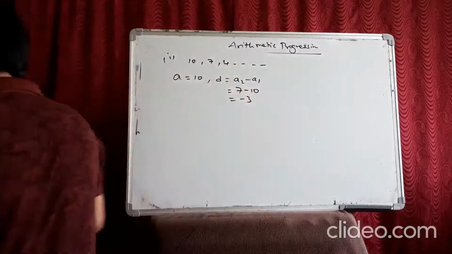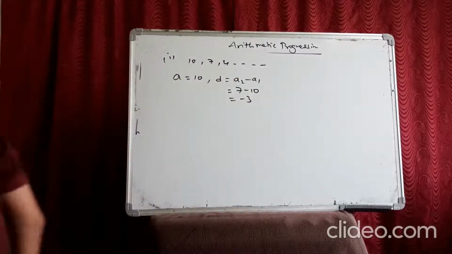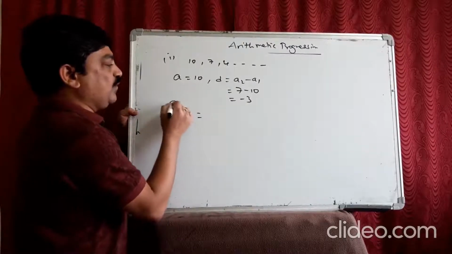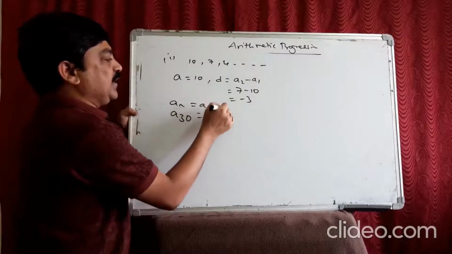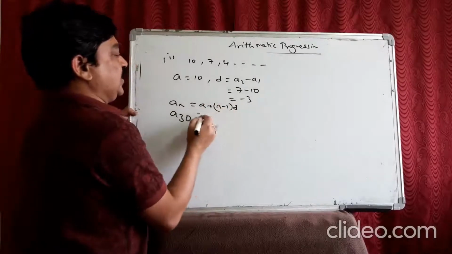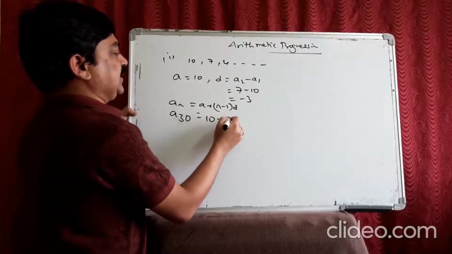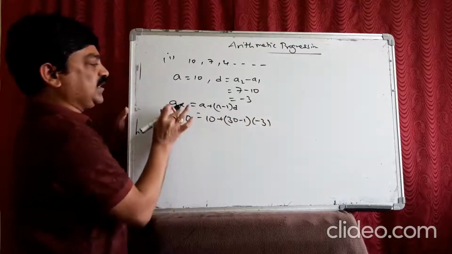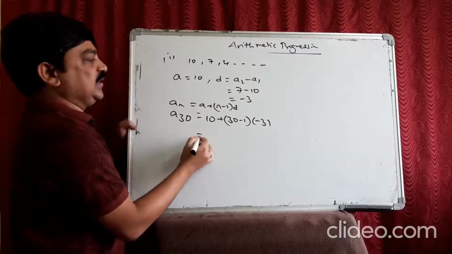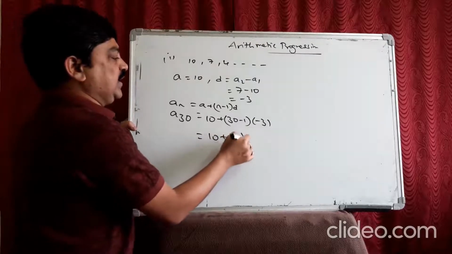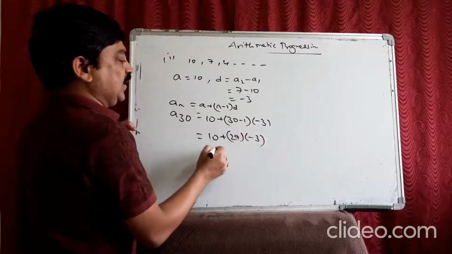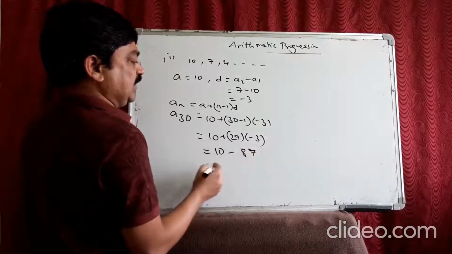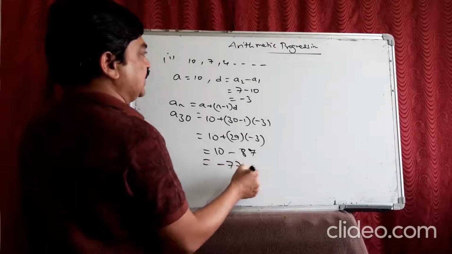What did they ask us? So 30th term. 30th term means a30. What is the formula? a plus (n minus 1) into d. So 10 plus (30 minus 1) into d. d is minus 3. Here n is 30. So 10 plus 29 into minus 3. It becomes 10 minus 87. So minus 77 is the answer.